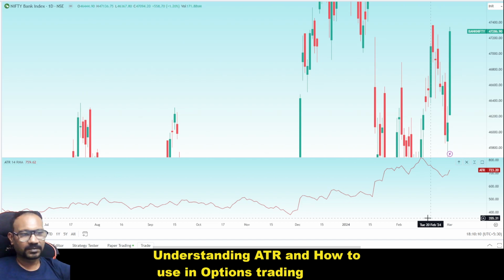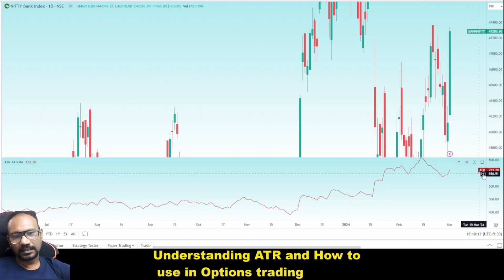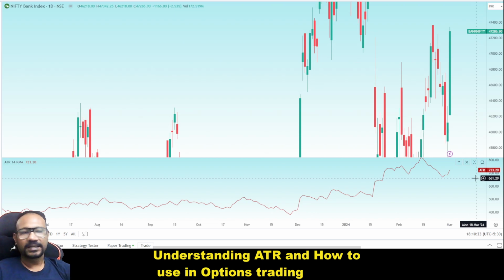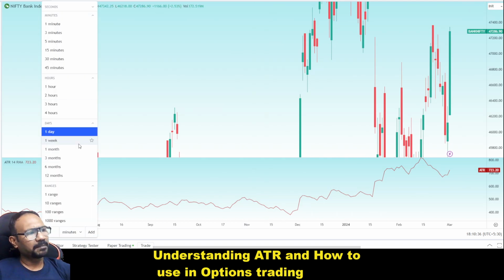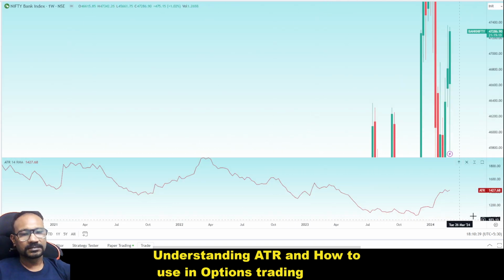First, I wanted to show you 1 day because it makes more sense. On average, in the last 14 days, the market has moved about 723 points. Now, this gives you a good picture of what sort of volatility exists in the market, right? I tend to keep a very positional view, maybe month end contracts and then next month contracts, something like that. So I might even go ahead and see what it is for a weekly. On a weekly basis, the average move that you can count is 1,427 points.